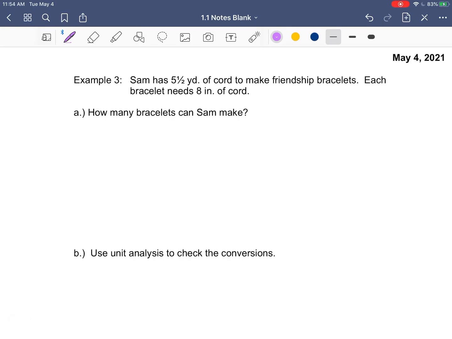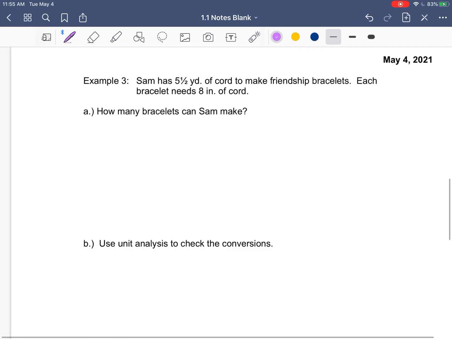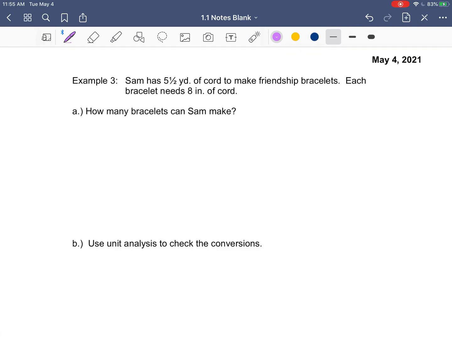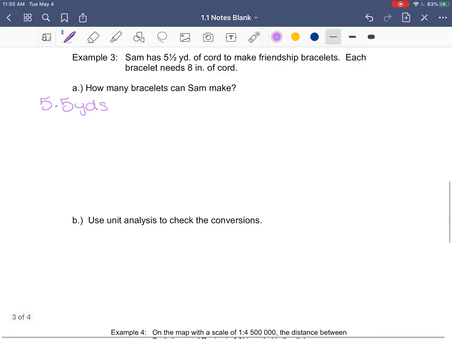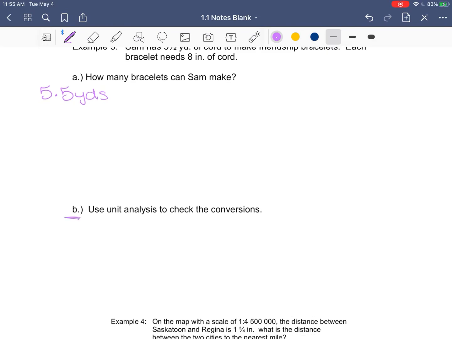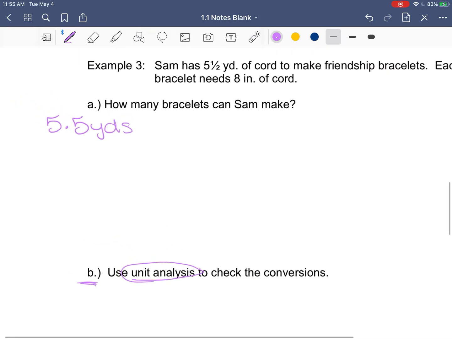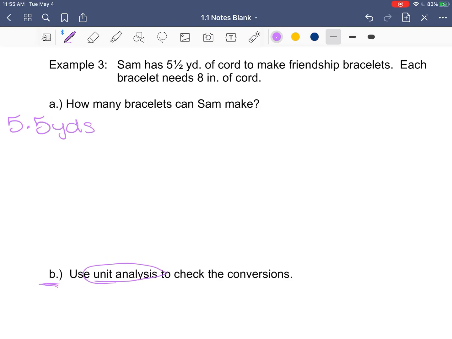Sam has 5.5 yards of cord to make friendship bracelets. Each bracelet needs 8 inches of cord. So how many bracelets can Sam make? I'm going to show this in a different way. We're just going to do it as B. So use unit analysis. This is something you will have to do, because unit analysis is one of our outcomes or indicators that you need to show.